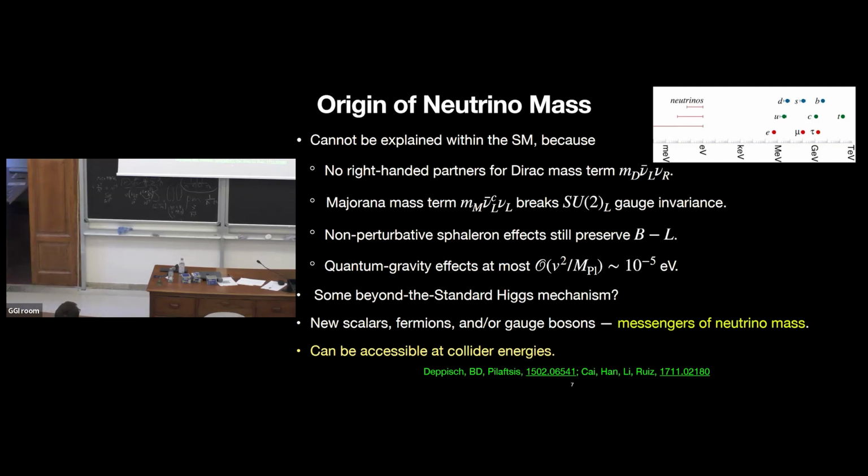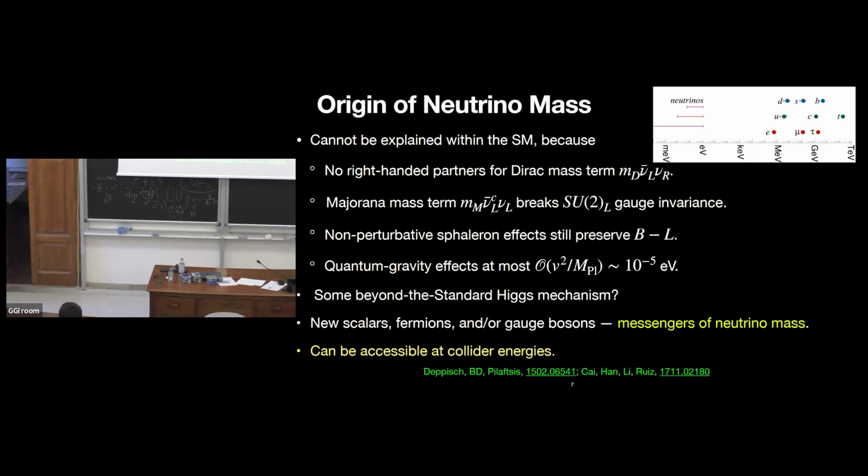So there is no way in the standard model that you can generate mass for the neutrino to explain the oscillation data. And the point that the neutrino mass is very small compared to the other fermions suggests there might be something beyond the standard Higgs mechanism that could give mass to the neutrino, right? So essentially, you'll have some new scalar, or some new fermion, or gauge boson, or a combination of these, and these are the messengers of the neutrino mass.